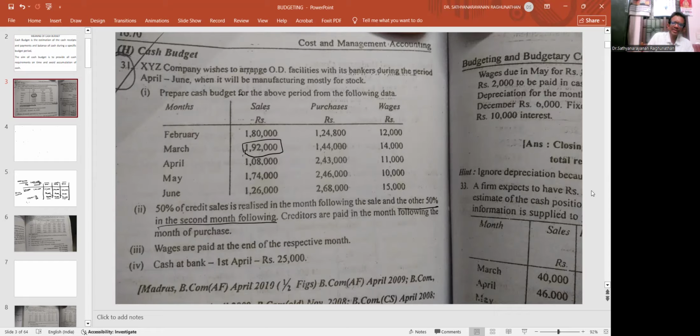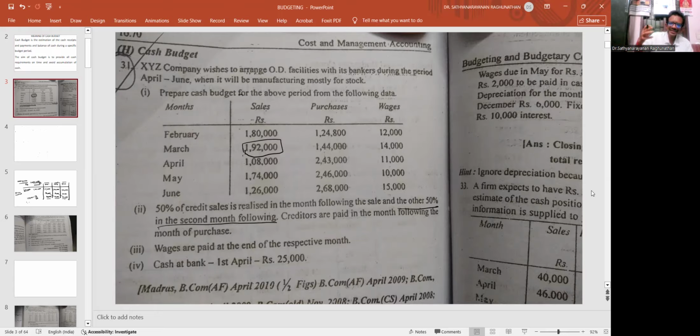Cash receipts means, if we are selling any product to the consumer, whether it is a cash sale or a credit sale, you will be receiving the money from the customer. That comes under the cash receipts. Cash payment means if you are purchasing goods from the supplier, whether cash purchases or credit purchases, you will be making certain payment to the supplier. That is the cash payment. If you are paying the wages to the employees or the workers, that is the cash payment.